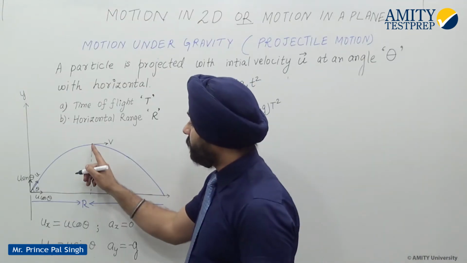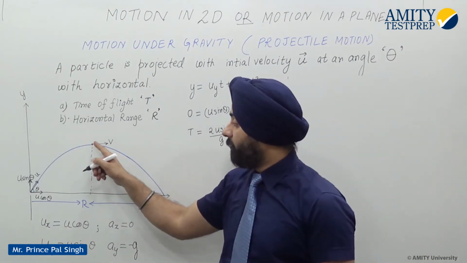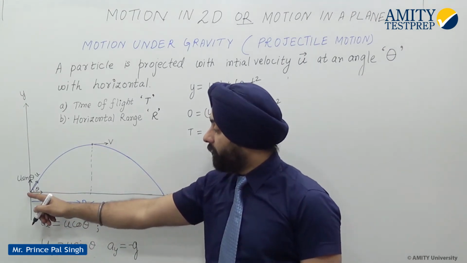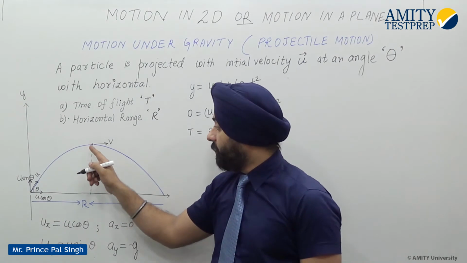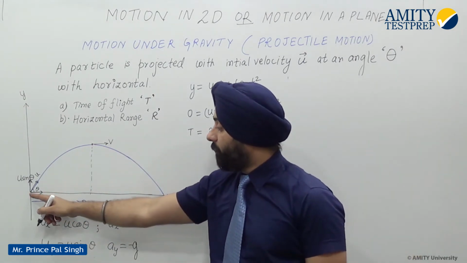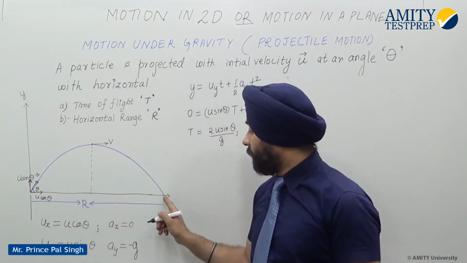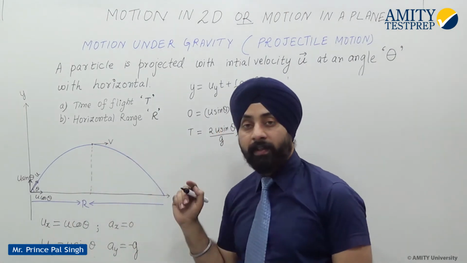You see that at this point the velocity is horizontal, that is, the y component of the velocity at this point is 0. The time taken by the particle from this point of projection to this point is same as time taken from this point to this point. Let's say if the time taken from this point to this point is t, then the time taken from top point to again reaching the x-axis is also t. So the time of flight becomes 2 times of t.